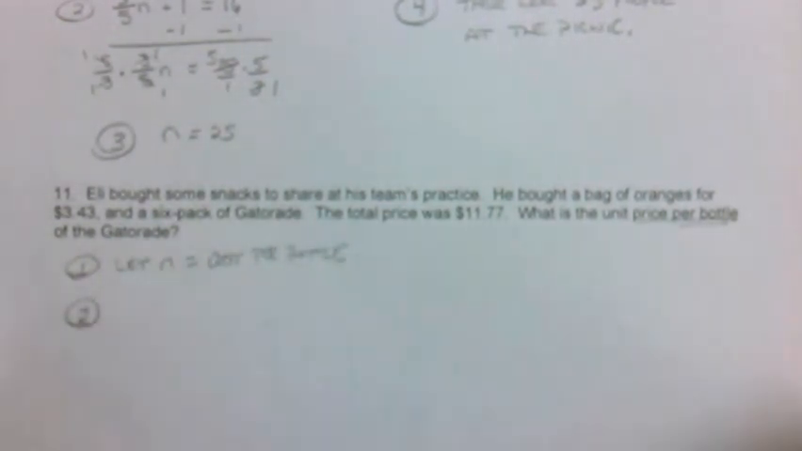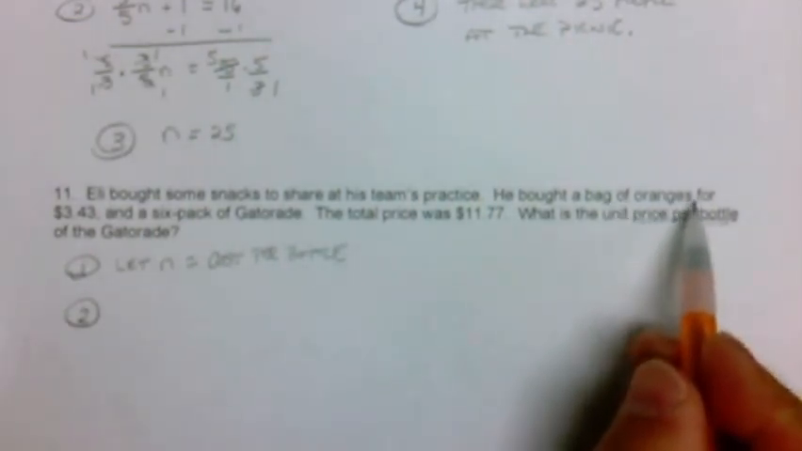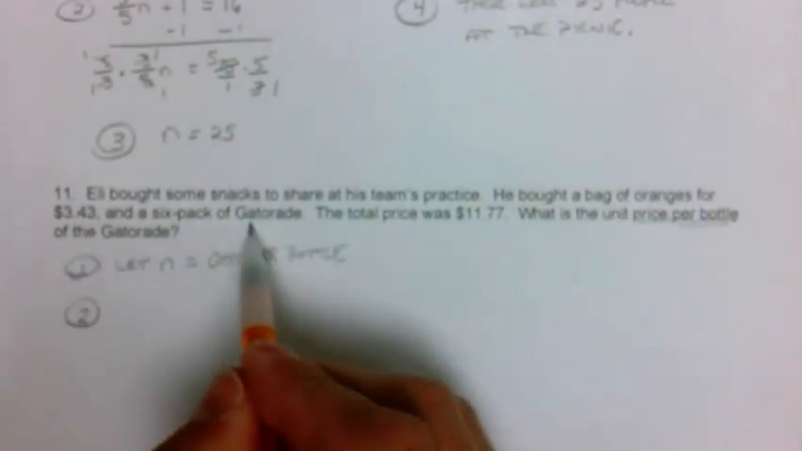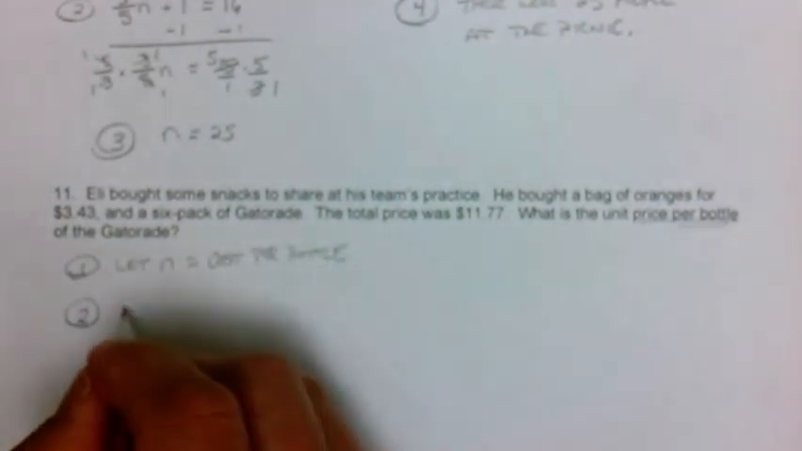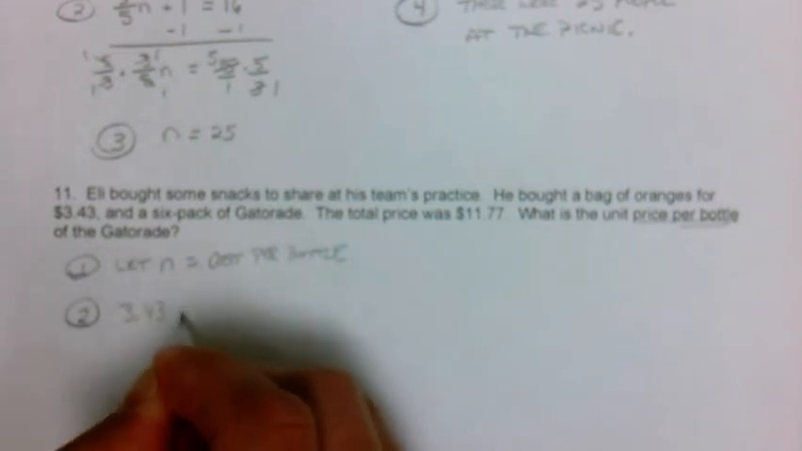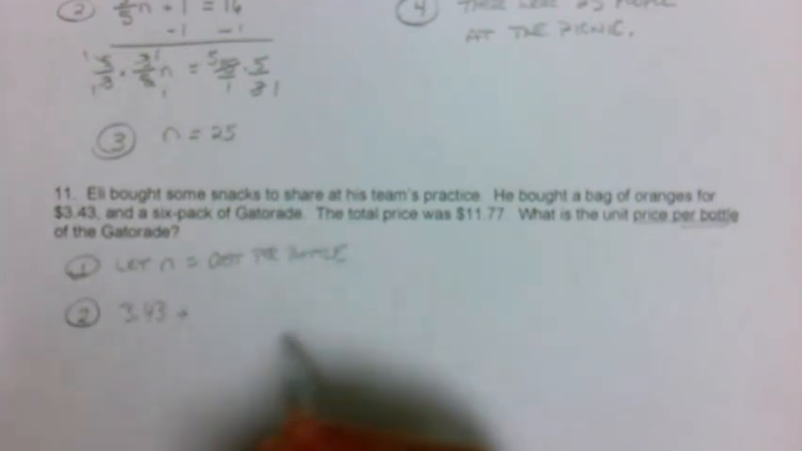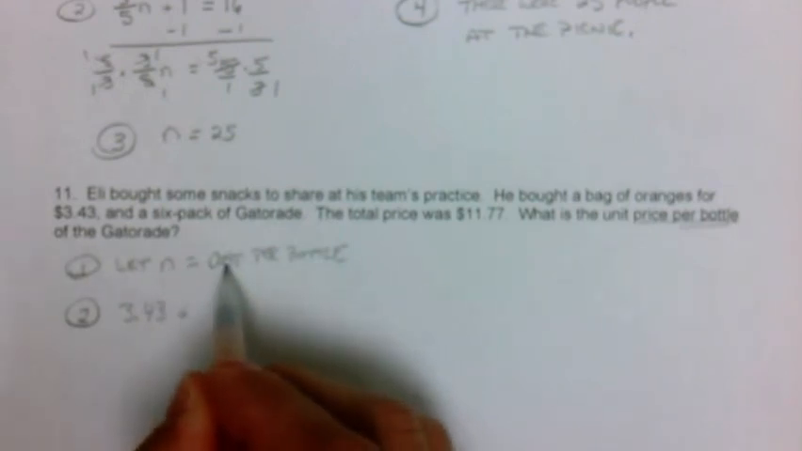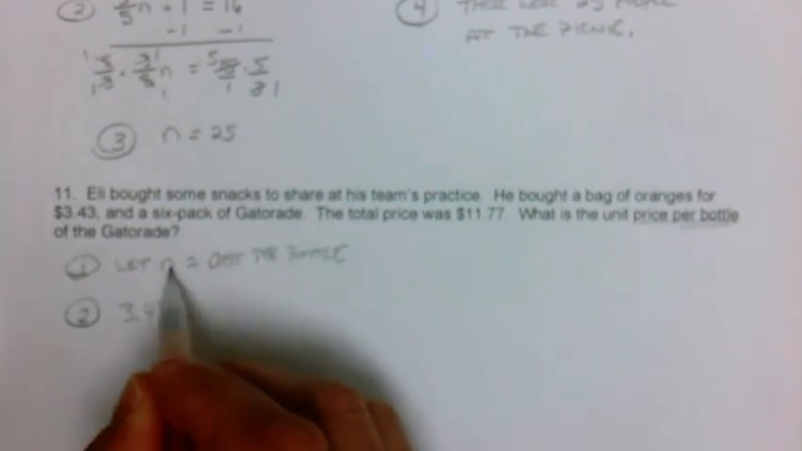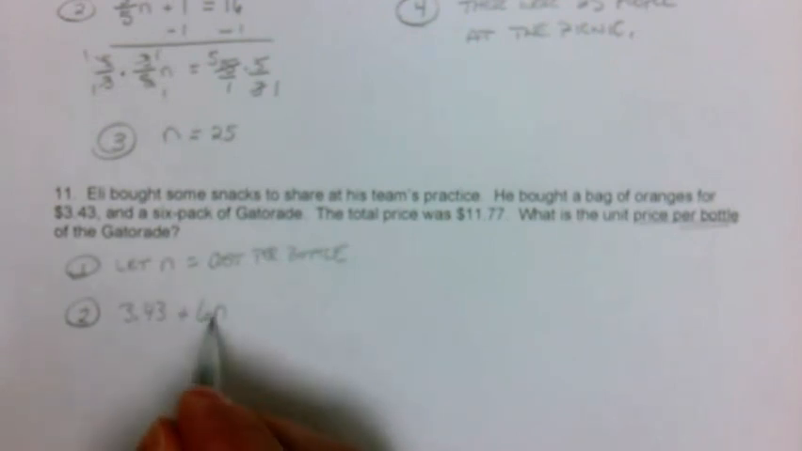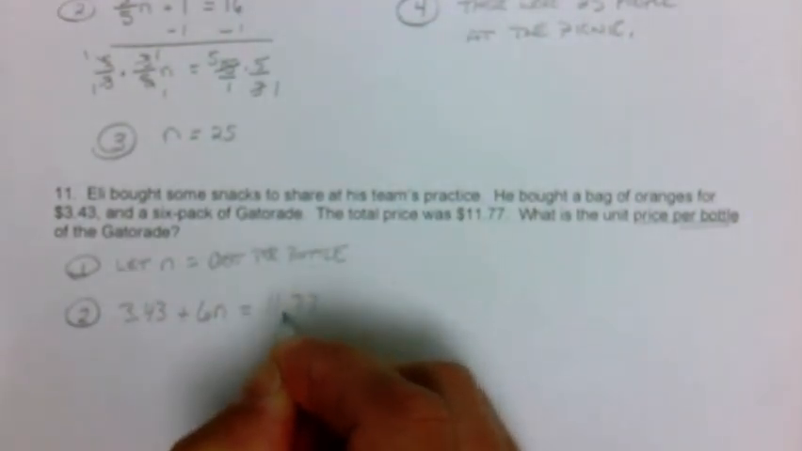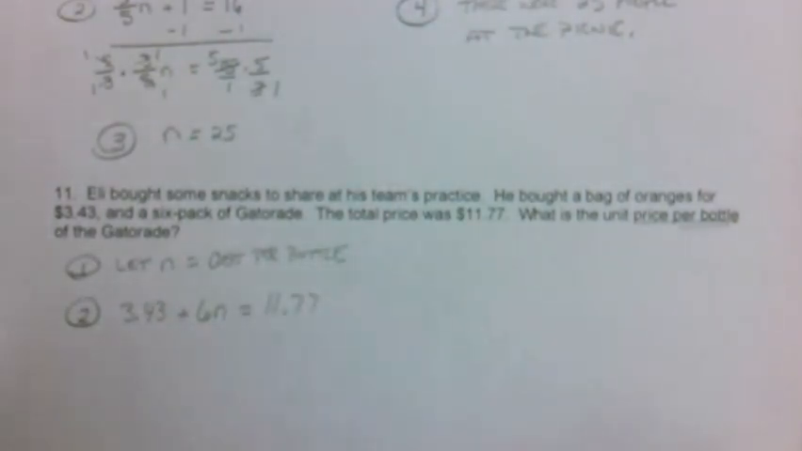Let's see if we can set the problem up now, all right? Eli bought the bag of oranges for $3.43 and the 6-pack of Gatorade for a total cost of $11.77. So the oranges were $3.43 plus the Gatorade. Now, we don't know the cost of the Gatorade, but we do know the cost per bottle is n dollars, and there were 6 of them that he bought, a 6-pack. So 6 bottles at n dollars per bottle. Oranges plus Gatorade equals the total of 11.77. So there's our nice two-step equation.